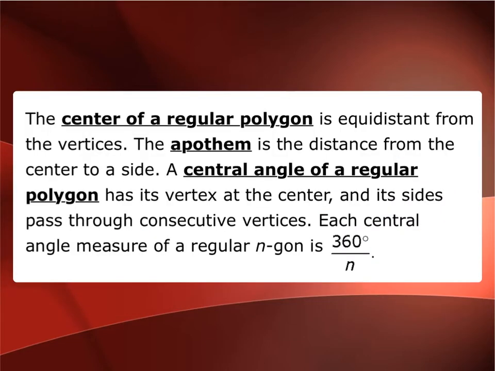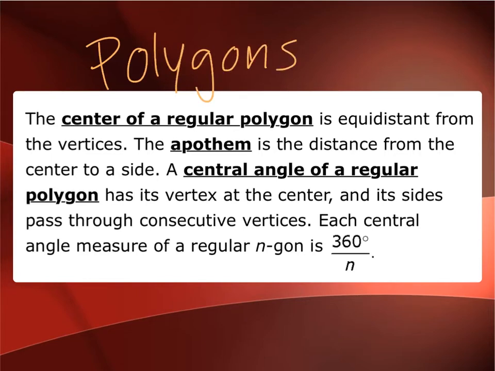Now we're going to move on to try to find the area of polygons. So first, the center of a regular polygon is equidistant from the vertices. The apothem is the distance from the center to a side. A central angle of a regular polygon has its vertex at the center and its sides pass through consecutive vertices. Each central angle measure of a regular n-gon is 360 divided by n, which we'll go over on the next page.